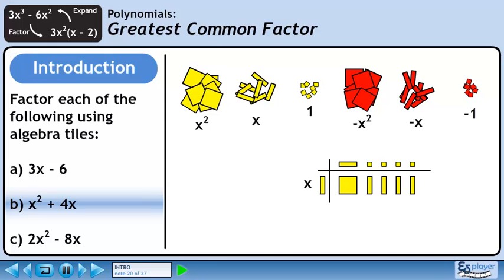The left column means x. The top row means x plus 4. Put these together to get x times x plus 4, which is the factored form of x squared plus 4x.